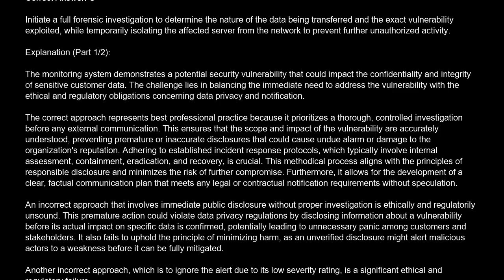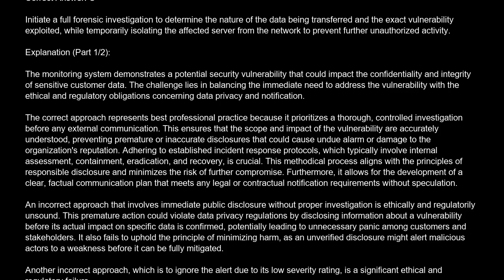The challenge lies in balancing the immediate need to address the vulnerability with the ethical and regulatory obligations concerning data privacy and notification. The correct approach represents best professional practice because it prioritizes a thorough, controlled investigation before any external communication. This ensures that the scope and impact of the vulnerability are accurately understood, preventing premature or inaccurate disclosures that could cause undue alarm or damage to the organization's reputation.